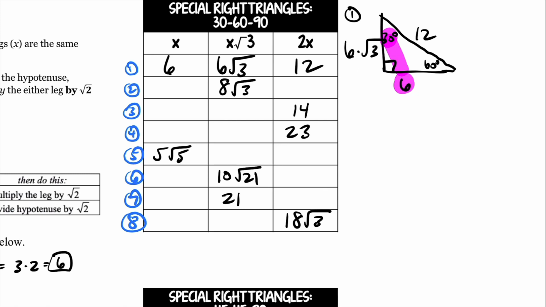So if you're stuck, the first thing to do is draw a picture. That helps you because it visualizes, because the table is not visual at all. It just has numbers in it. But if you draw and label, you can know. So number 5, it says 5 times the square root of 5. That's a short leg. It's in the first column. So 5 square root 5 is going to be down here. That means I'm missing a long leg and I'm missing a hypotenuse.